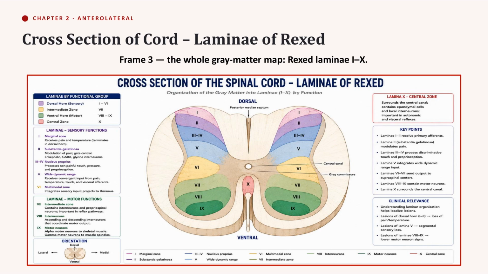Lamina 8 and 9 are the motor ventral horn, home of the alpha motor neurons, and lamina 10 rings the central canal. The purpose of this frame is orientation, not memorization. Our anterolateral story lives in lamina 1, 2, and 5 at the top of this map. The dorsal column fibers pass nearby, and you'll meet lamina 7 again as Clark's nucleus in the spinocerebellar chapter. One cross-section, one numbering system, every tract to come.